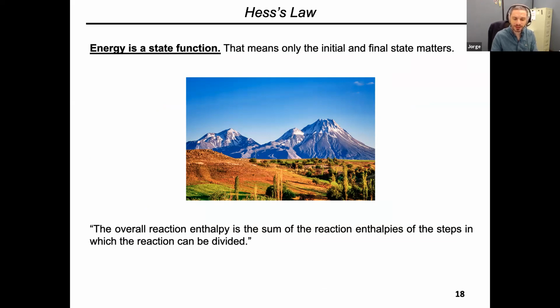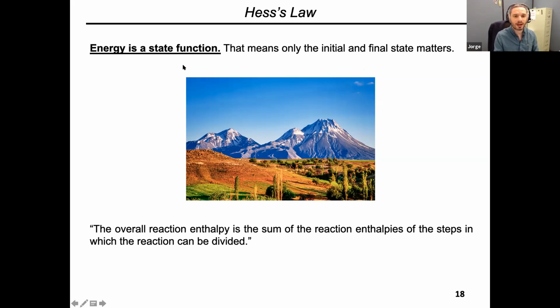Sometimes it is very hard to reproduce a chemical reaction in the lab, sometimes because the temperature is too high or the reagents are too expensive. However, breaking down the reaction in small parts is more doable, and we can combine all the small steps to figure out the big picture. So we are going to start talking about Hess's law.